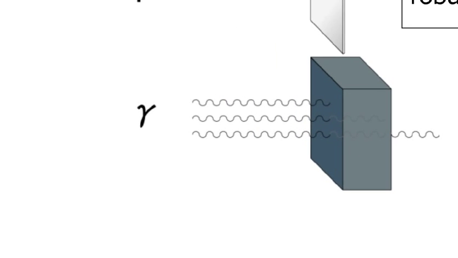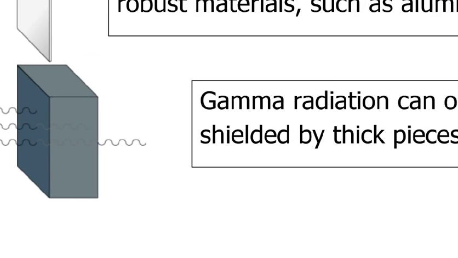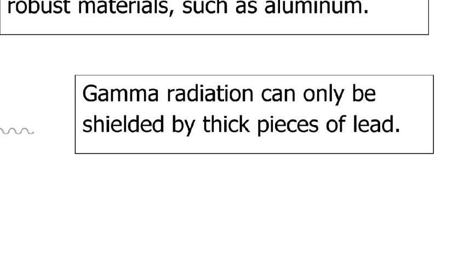Gamma. Since gamma is pure energy, you might guess it's not a particle. There's nothing to hit, right? It just has to be absorbed by matter in order to stop it. So gamma is the most penetrating. Gamma goes through almost anything. So what you need to stop gamma is a thick chunk of lead. That's the only thing that can stop gamma radiation. Thick lead. All right?